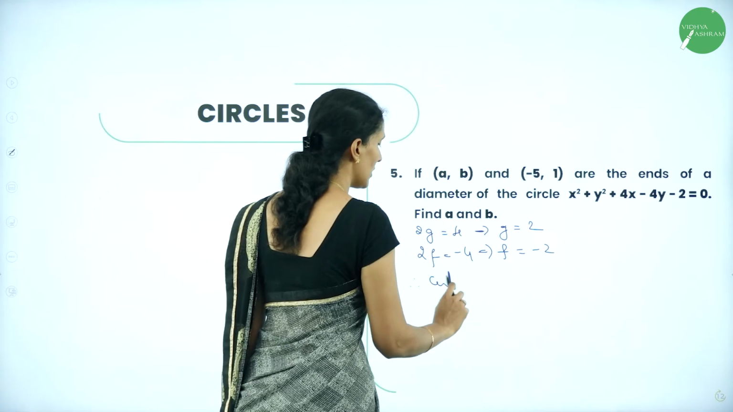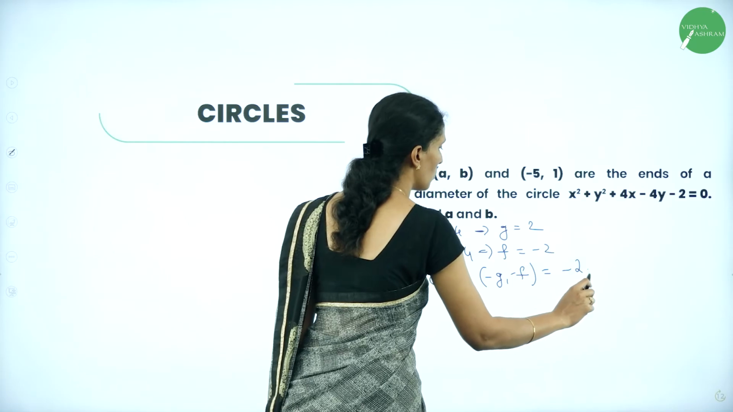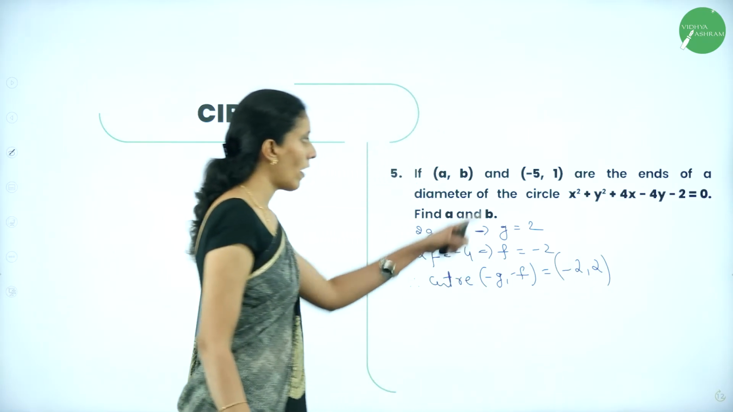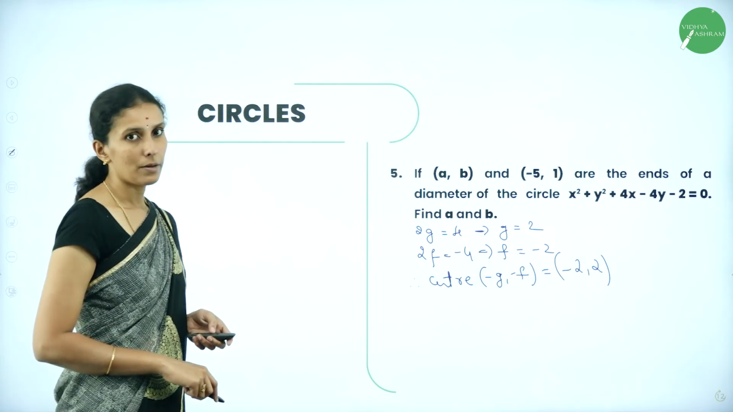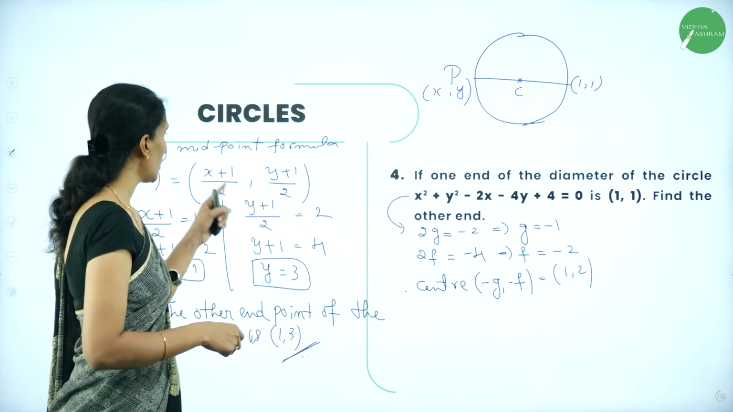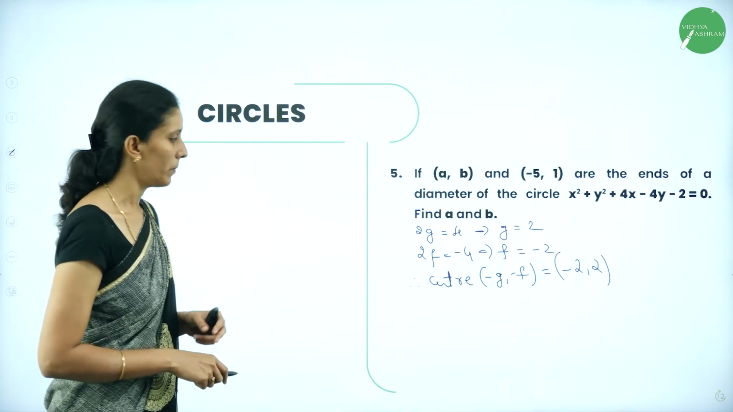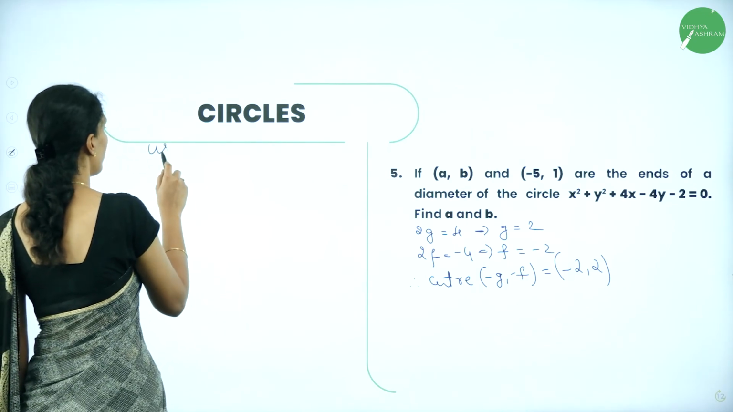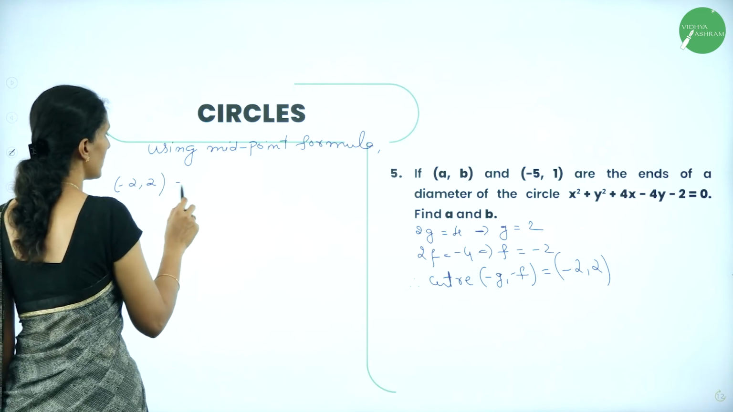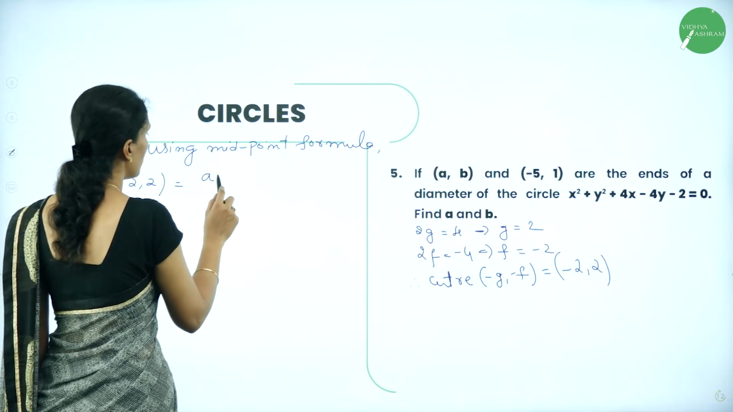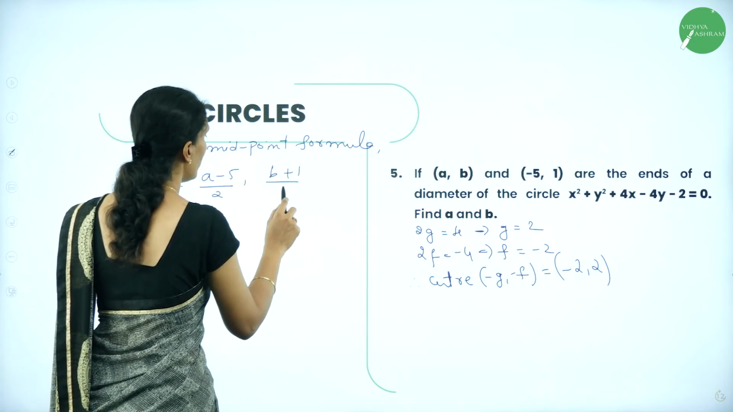So therefore, the center minus g comma minus f is equal to minus 2 comma 2. Now one end point is given and the other end point is taken as a comma b. So in previous case, we have taken the equation in the form of x and y. Here they have given in the form of a comma b. So therefore, using midpoint formula again, we can write minus 2 comma 2 is equal to a minus 5 by 2 comma b plus 1 by 2.